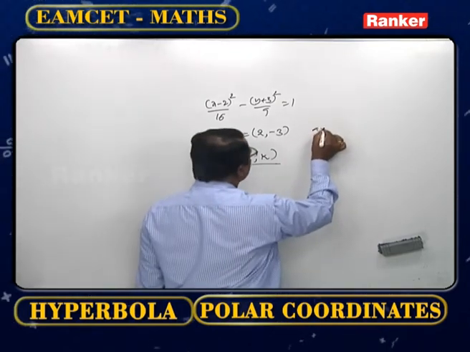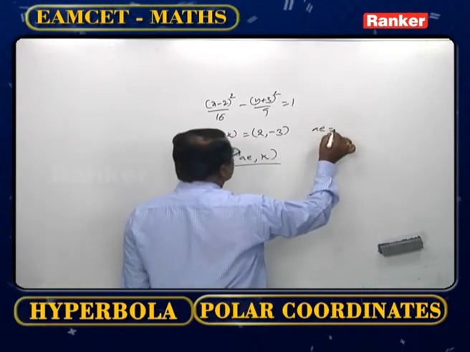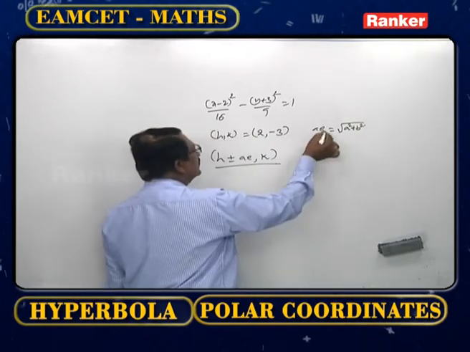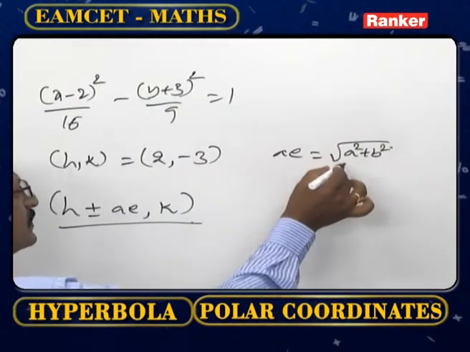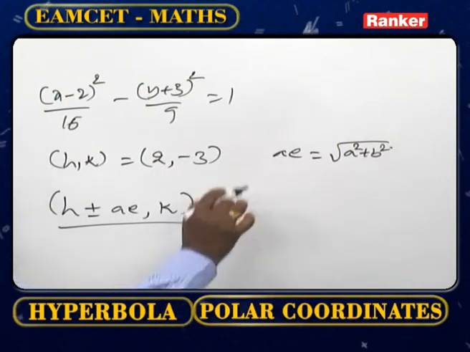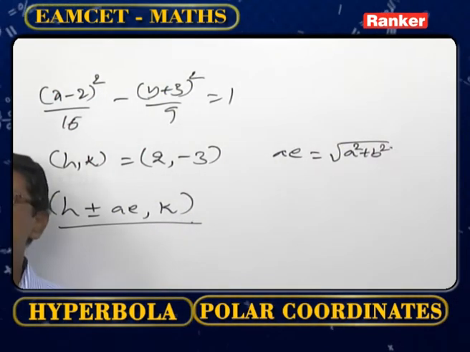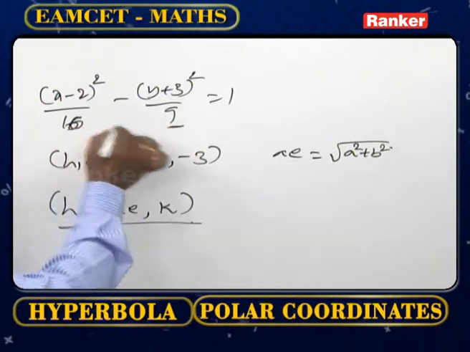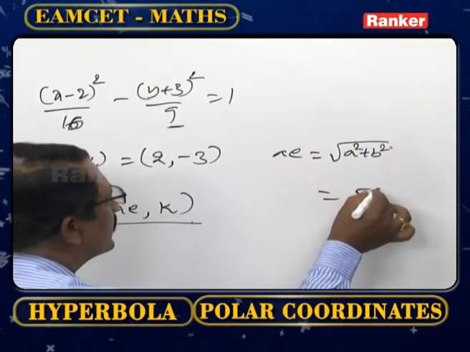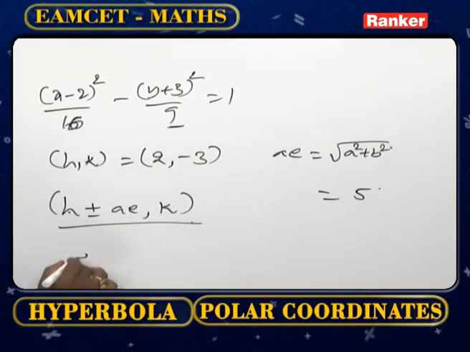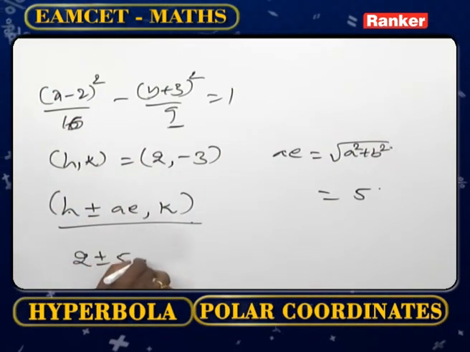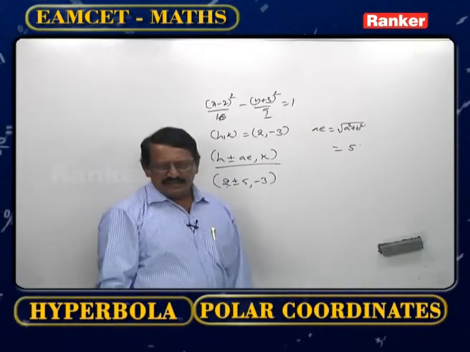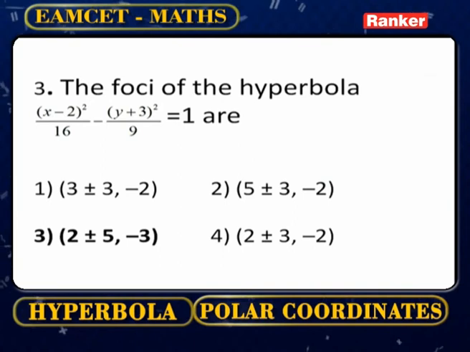Now ae equals square root of a square plus b square, or e equals square root of a square plus b square by a square. By cross multiplication, ae equals square root of a square plus b square. Here a square is 16 and b square equals 9, so ae equals 5. Then the foci are (2 plus or minus 5, minus 3). Now the third option is correct.